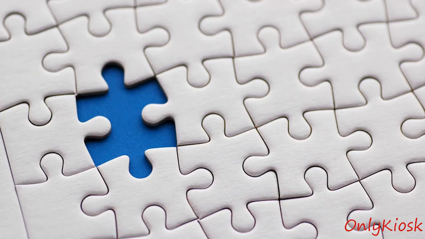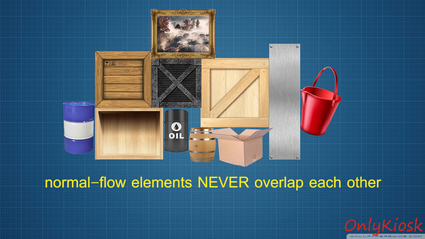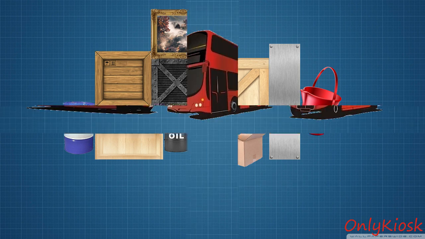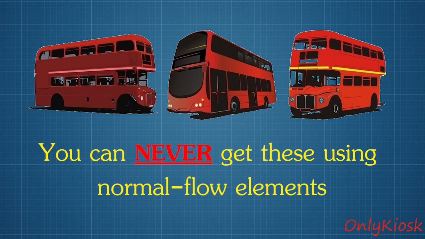Normal flow elements can meet most of our needs in creating web pages, but not all of them. For example, normal flow elements will never overlap each other. Most of the time, this is a very desirable character. But however, it means that using normal flow elements, we can't create multiple-layer web pages. Unfortunately, this is not so desirable.